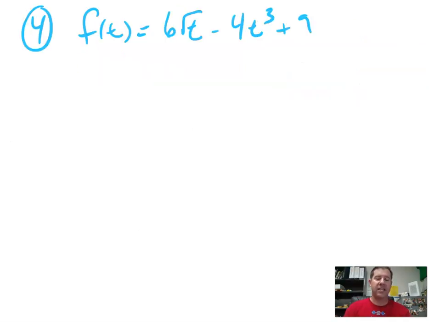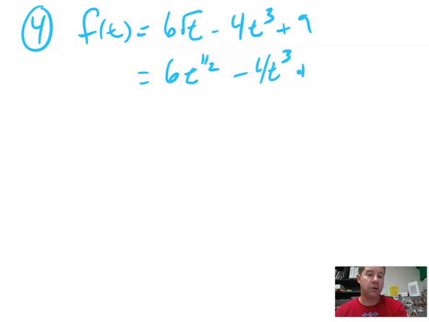Okay, here we go. Our next one, f of t is 6 root t minus 4t cubed plus 9. Like we talked about earlier, I would rewrite this as 6t to the 1/2, so I'm going to be able to use my power rule. Now we're going to use the power rule combined with the constant multiple rule, combined with our sum and difference rule. I'm just going to take the derivative of each of these things individually.